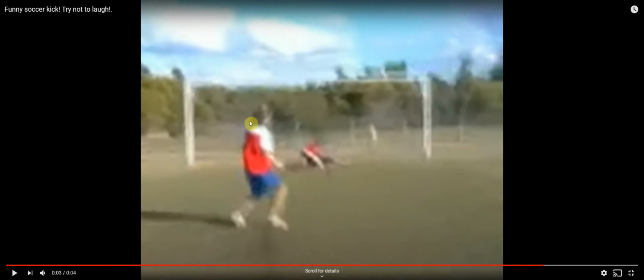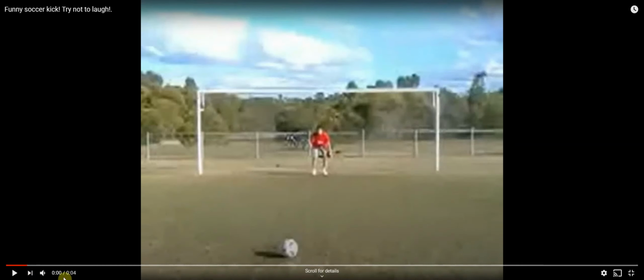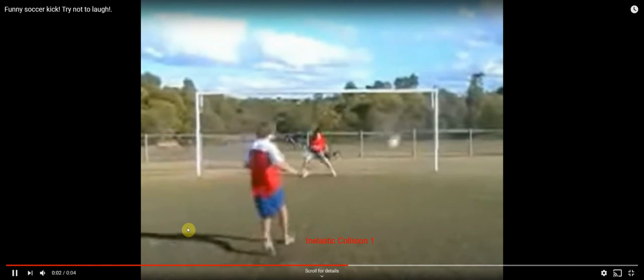All right, so there we saw an inelastic collision with this guy's foot, an inelastic collision with this pole here, and then an inelastic collision with this guy's face, right? So we'll watch that one more time. All right, collision 1, 2, and 3, right? So we had the inelastic collision between the guy's foot and the soccer ball, then an inelastic collision between the pole and the soccer ball, and an inelastic collision between the guy's face and the soccer ball.